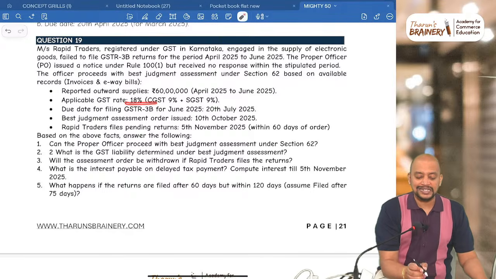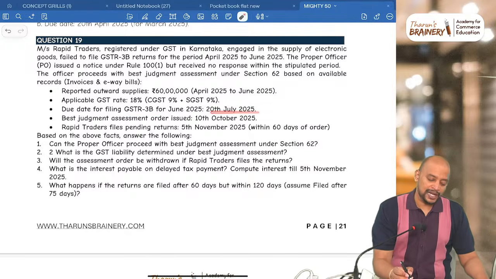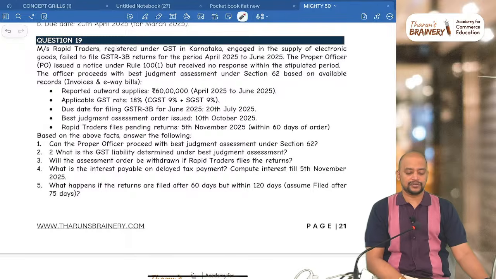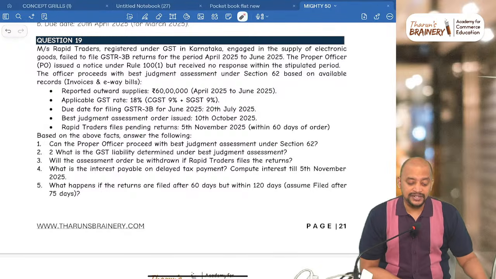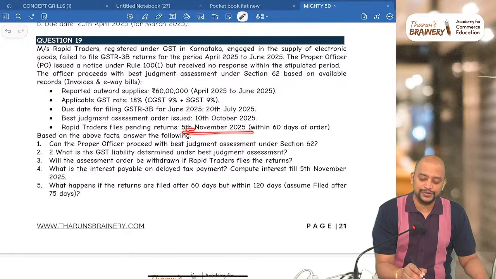Applicable GST rate is 18%. Due date of filing 3B for June is 20th July. Best judgment assessment order issued on 10th October 2025. Rapid Traders files the pending returns on 5th November 2025.